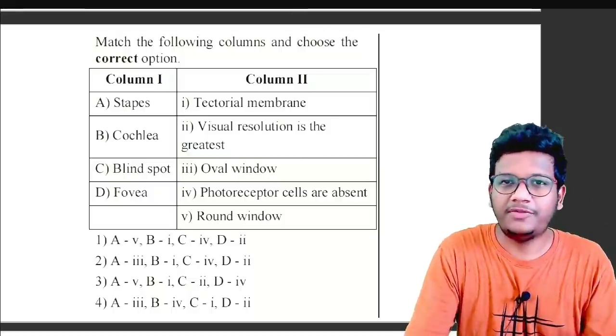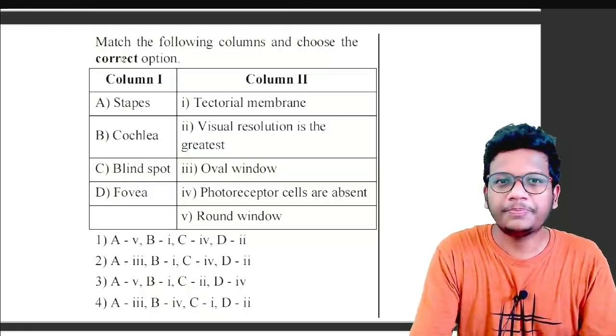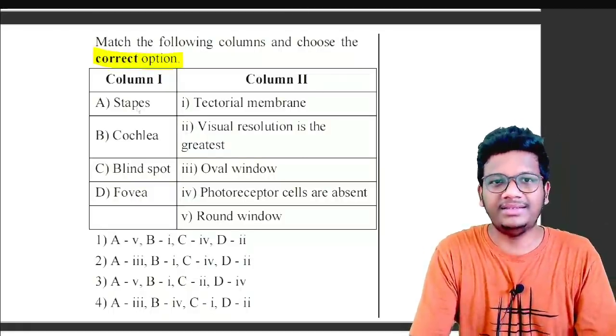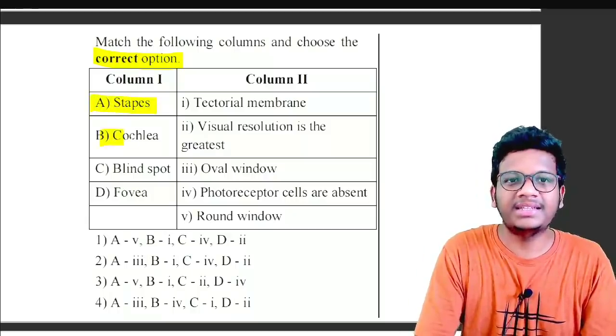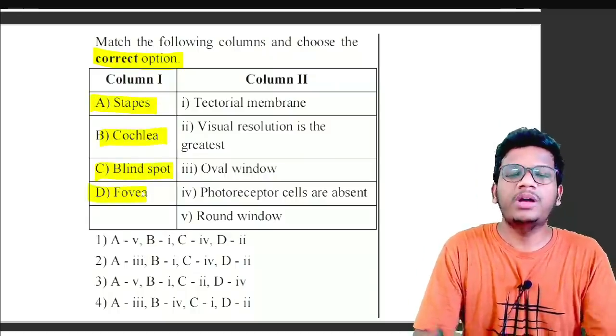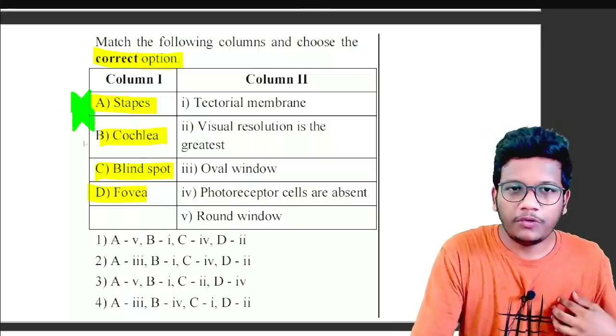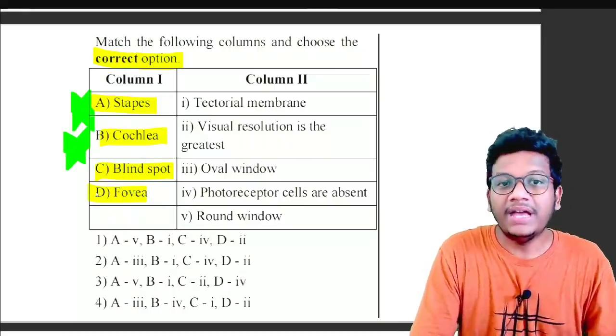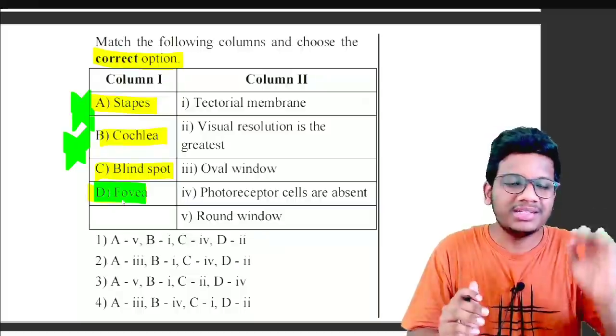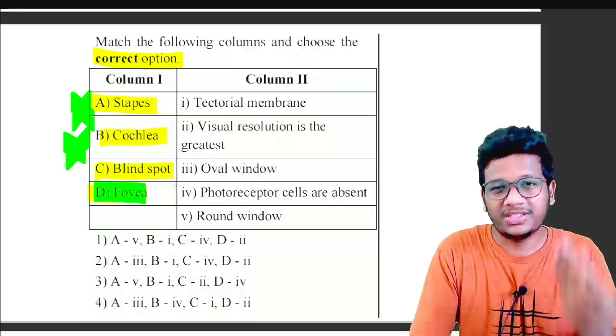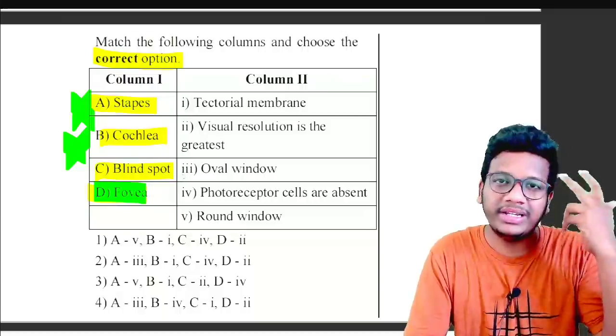Now come back here for the next question. This question is very important. Choose the correct option by matching this. The first column is stapes, cochlea, blind spot, fovea. If you are an intelligent NEET aspirant, I will not go for stapes and cochlea straight away. I will go for fovea. If I read the four options, comparatively fovea and blind spot are very easy. I will tell you, without any confusion you can answer.